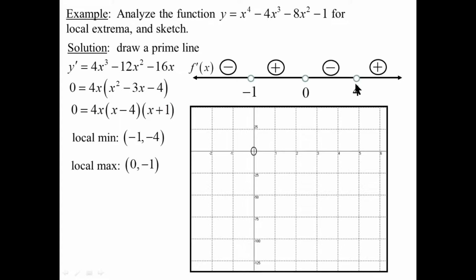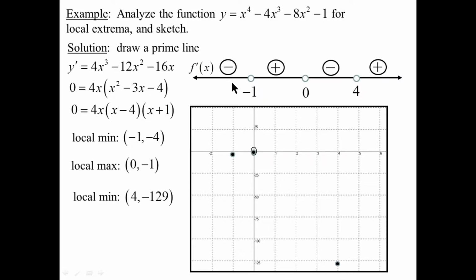And then decreasing to an x value of 4. So there will be a minimum when x equals 4. And where do we get the y value to go with 4? Plug 4 in here. Do the math yourself. Pause the video if necessary, and you'll find out that the y value turns out to be -129. Placing these on our grid, -1, -4 looks like about there. 0, -1 is about there. And 4, -129 is right around there. I made the scale count by 25s here to make room for this -129.